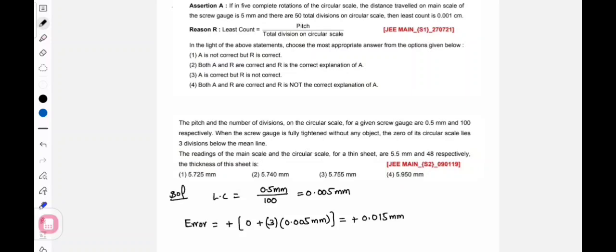0.015 mm. Right. The readings of the main scale and the circular scale are given. Main scale reading is 5.5 mm. Circular scale division is 48. Therefore, the thickness of the sheet. Thickness formula: reading with object minus the error. So reading is MSR plus CSD into least count, minus error.